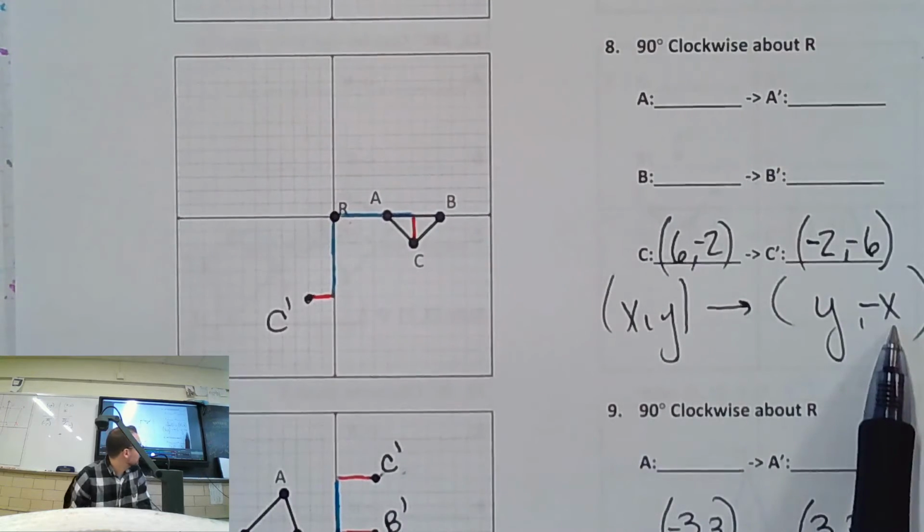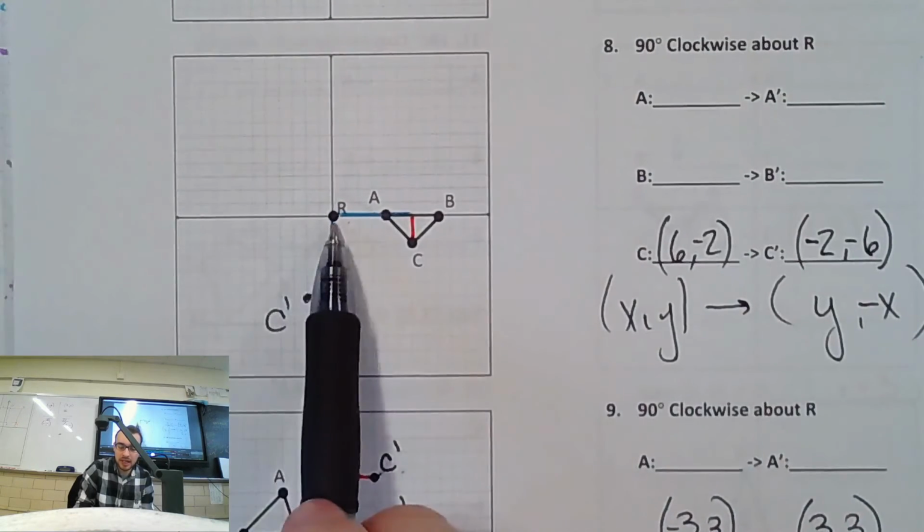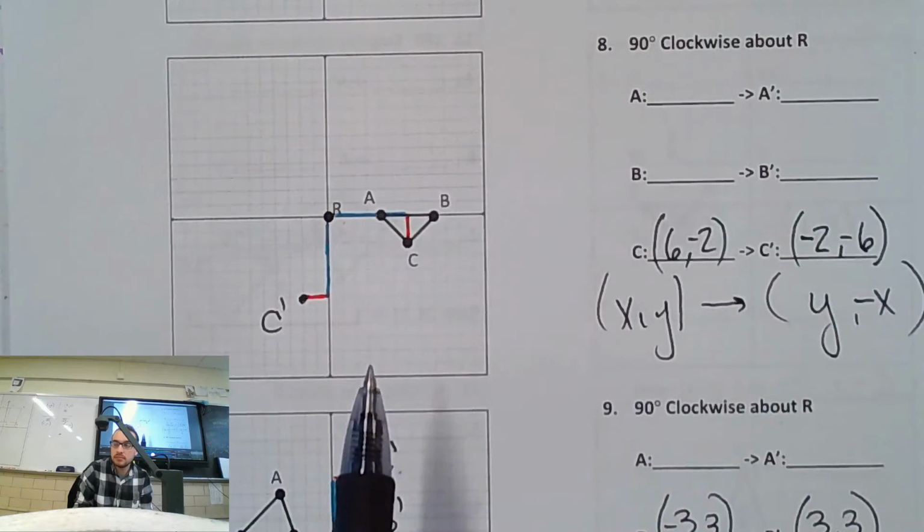How do we feel about number 8? Check your coordinates. Make sure you did -2, -6 to get C prime. Feeling good?